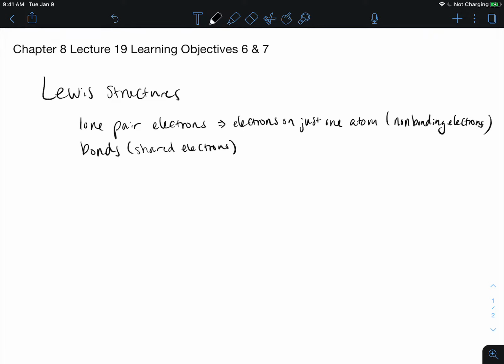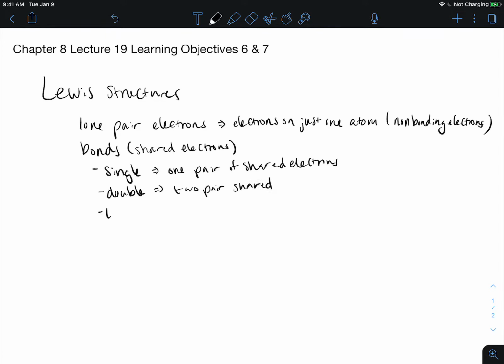And they come in three varieties. Single, we have one pair of shared electrons. Double, so two pair. And then triple, three pairs.